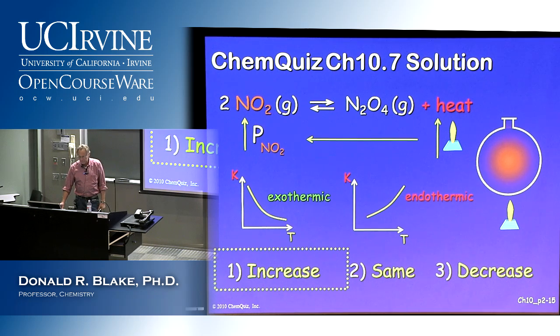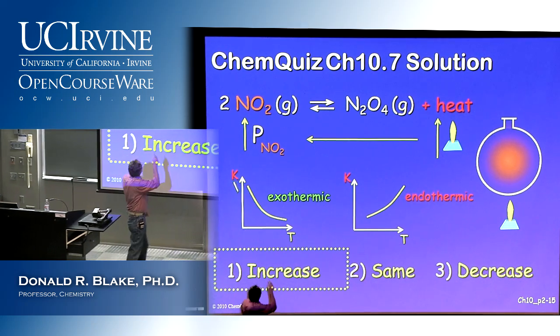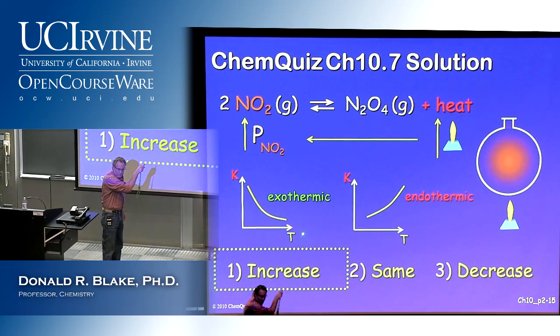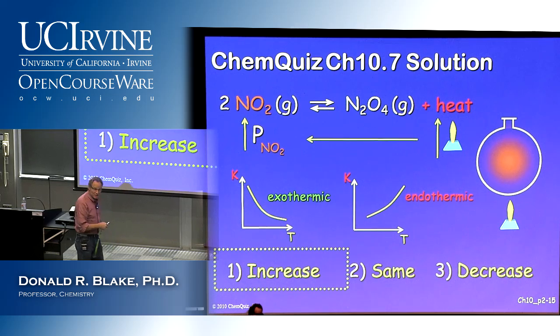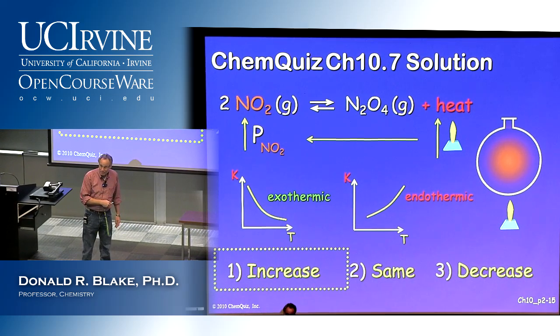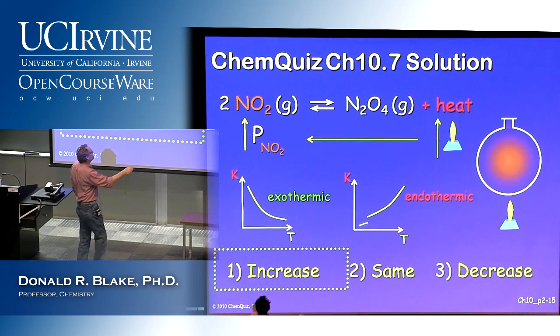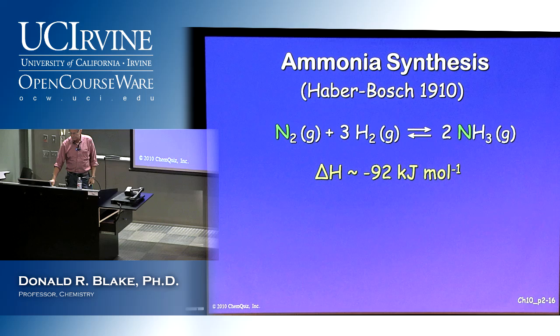Perfect. So, once again, if you look at K with temperature, as you increase temperature, K is going to get smaller if you have an exothermic reaction. If it's endothermic, the more temperature you give it, the better it likes it. So this is the exothermic and endothermic K versus temperature plot.